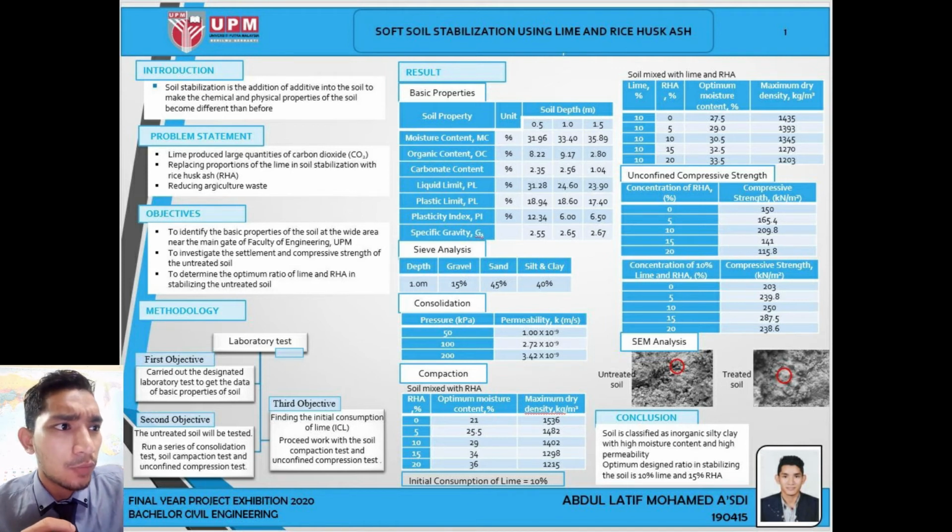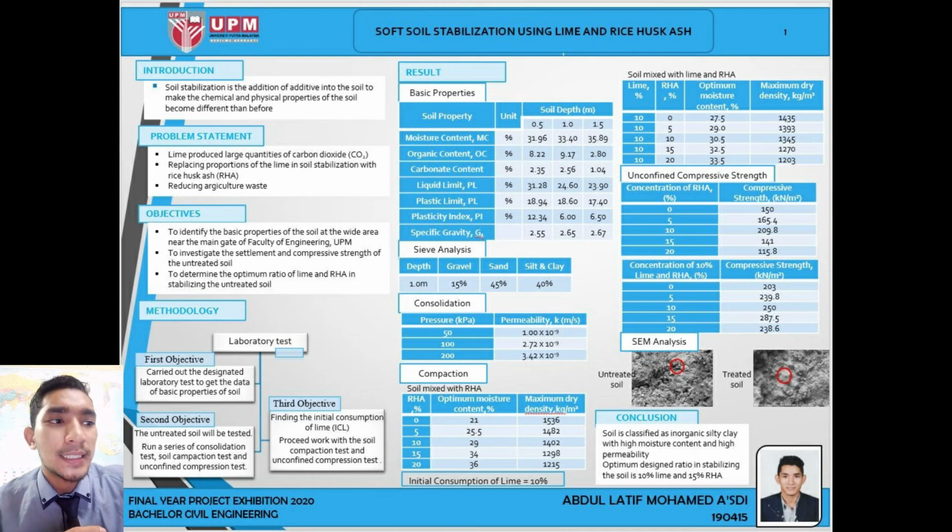For the concentration of RHA at 0%, the compressive strength is 150 kilonewton per meter squared. This is the strength of the natural soil. The optimum that I got for the UCS in applying the RHA only is 209.8 kilonewton per meter squared.